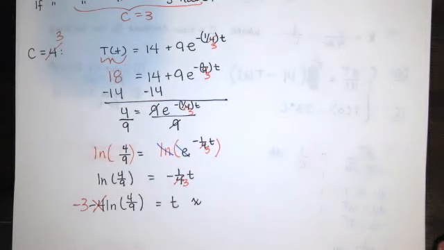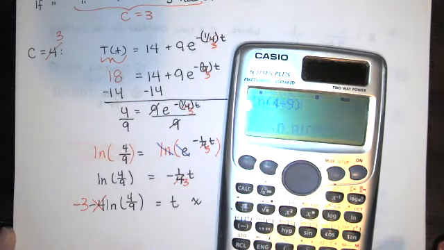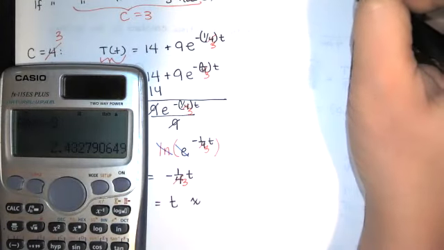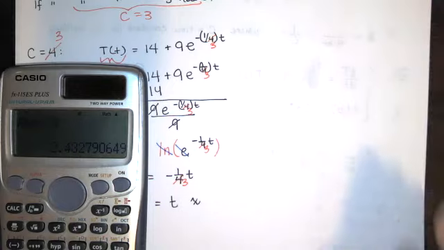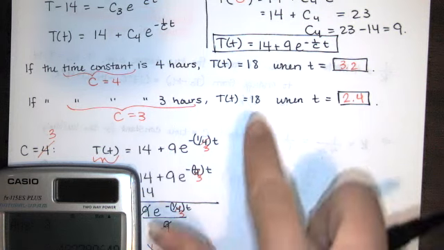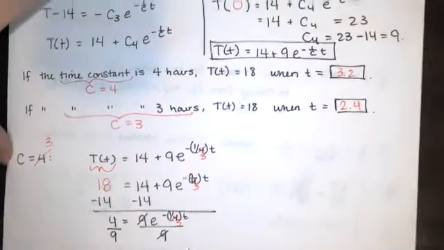So it's going to be pretty much exactly the same solution method. You just replace the C with a 3 instead of a 4. So we'll still have natural log of 4 over 9, and this time we're going to multiply it by -3. And we get 2.4 hours. It makes sense. When the time constant drops, we would expect the temperature to drop from 23 degrees Celsius to 18 degrees Celsius faster. It's because all the windows were open. That's what they told us. I hope that helps you.